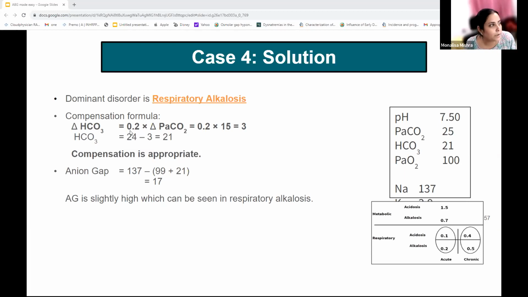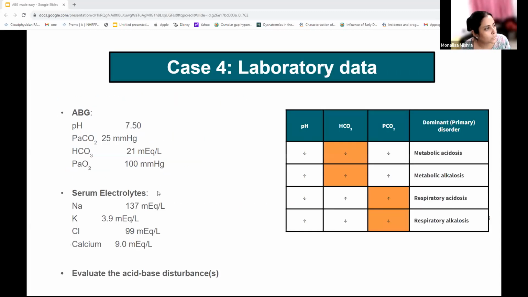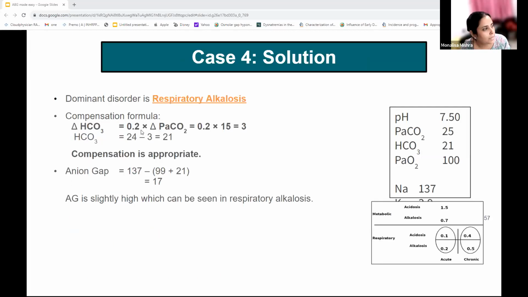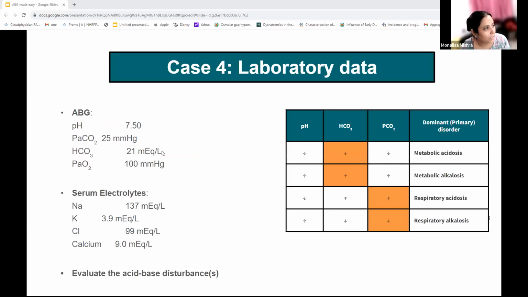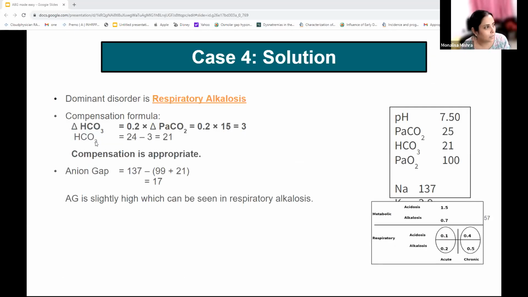Then for the compensation, you can put in this formula: change in bicarb is equal to 0.2 into change in PCO2. So what was the change in PCO2? 40 minus 25, that is 15. So 0.2 into 15 is 3. And the bicarb will be 24 minus 3, that is 21. So compensation is exact, it is adequate.